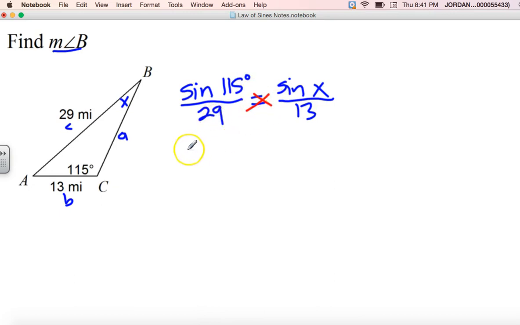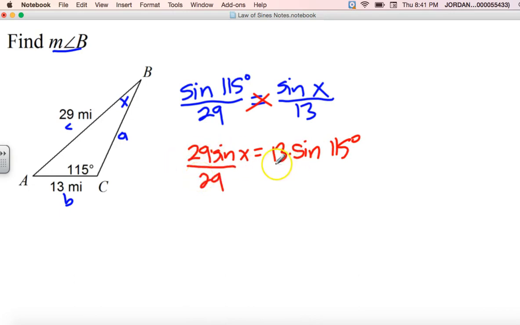So we do 29 times sine x should equal 13 times the sine of 115 degrees. At this point we just need to solve. I'm not going to type all this in quite yet because we've got one other thing to do. Since I have 29 times sine x, I need to divide by 29 first. I'm going to do that to both sides. So those cancel, and over here I'm left with sine of x equals.